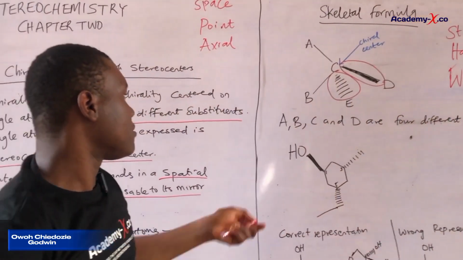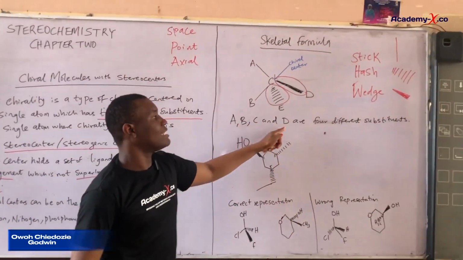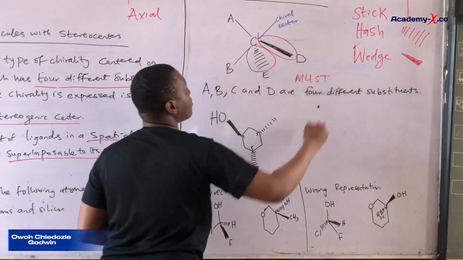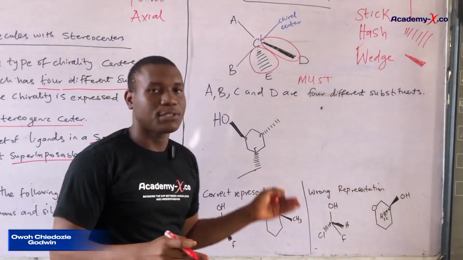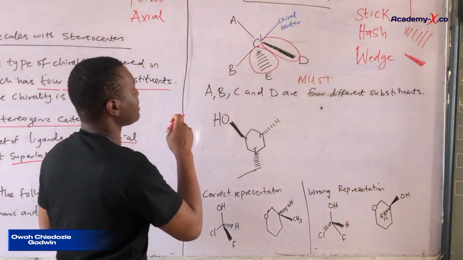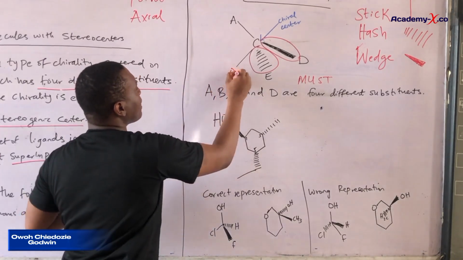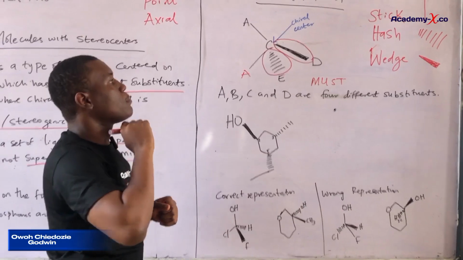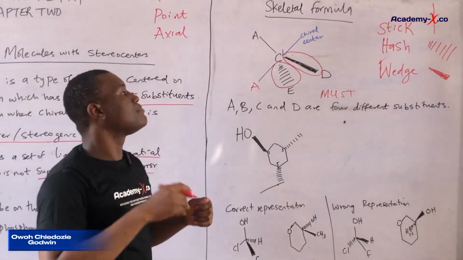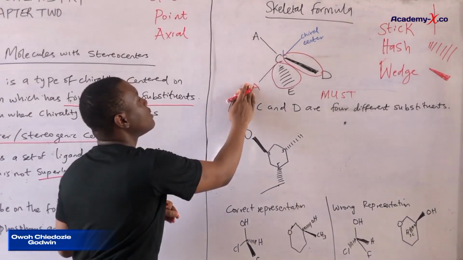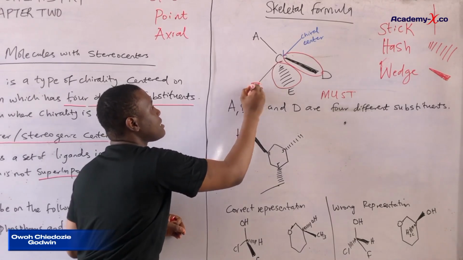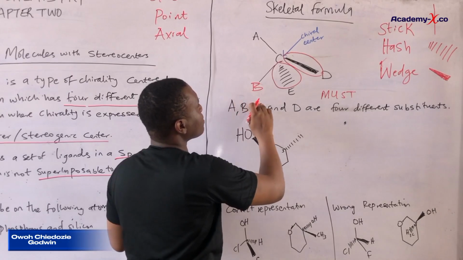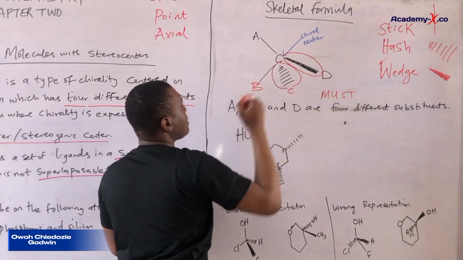So let's look at this. We said A, B, C, and D. It is a must that there must be 4 different substituents. Any repetition of substituents, for example, replacing this one with A, turns this center to be achiral. It makes it lose its chirality. So this particular stereogenic center must have 4 different substituents. You can say that this is A.